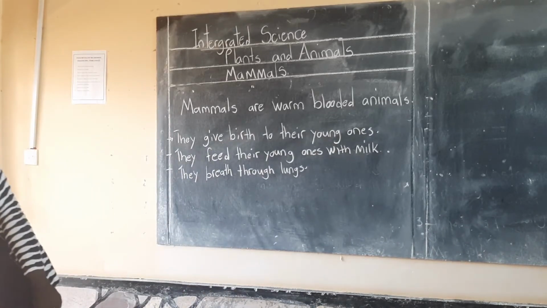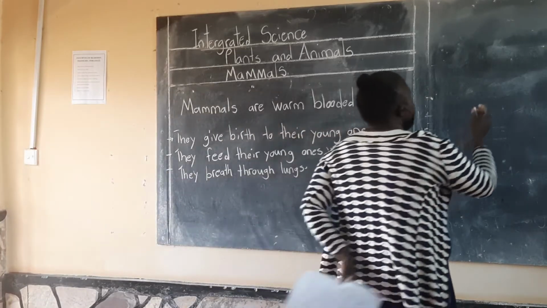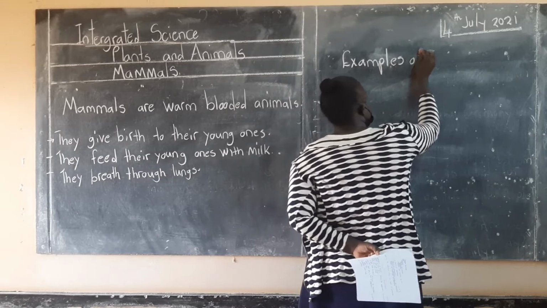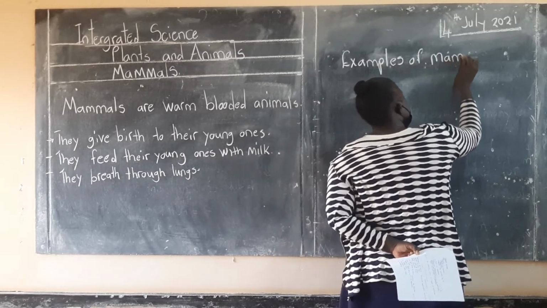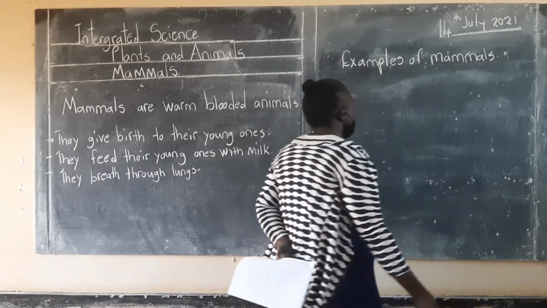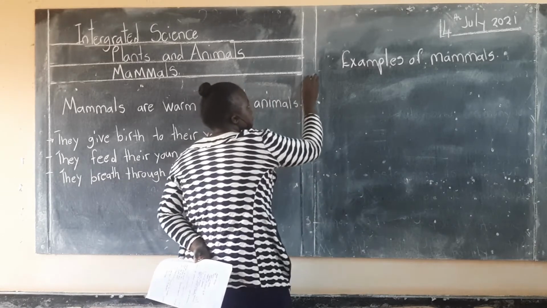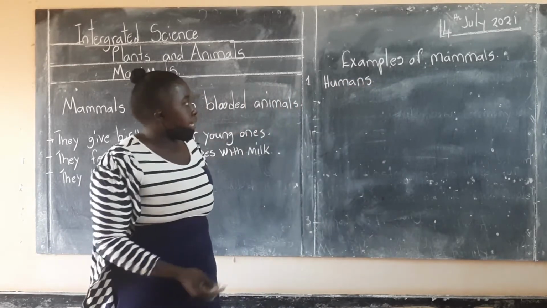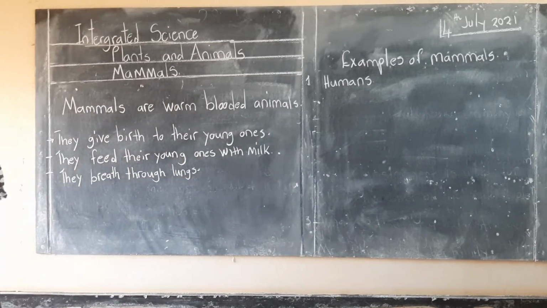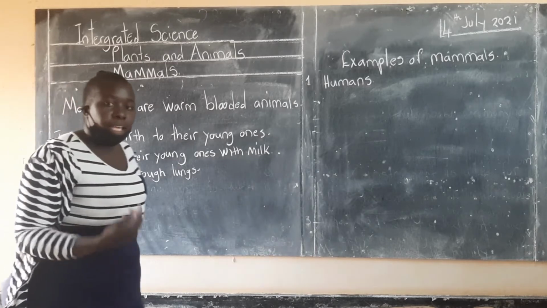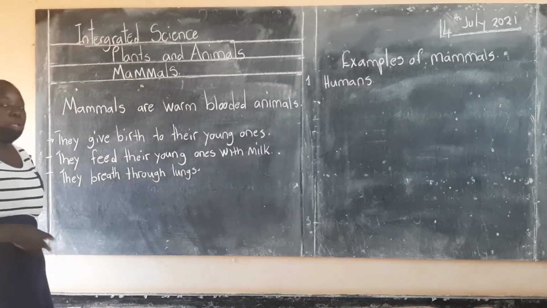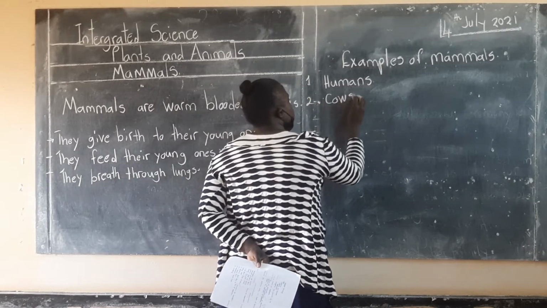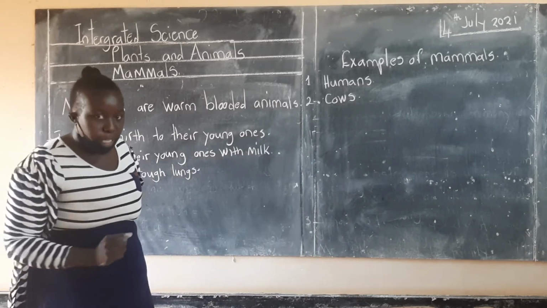So let us look at some examples of mammals. The first example that we have is human beings. As humans, we are under mammals because, like we said, we give birth to our young ones, we feed our young ones with milk, and we breathe through lungs. The second example is cows. All cows are found under mammals.